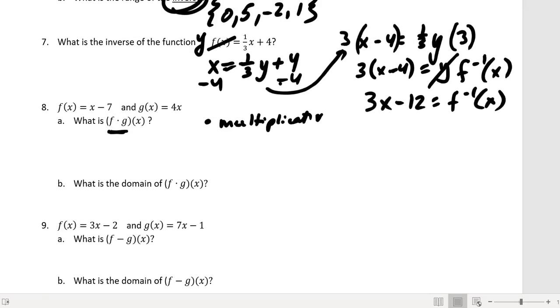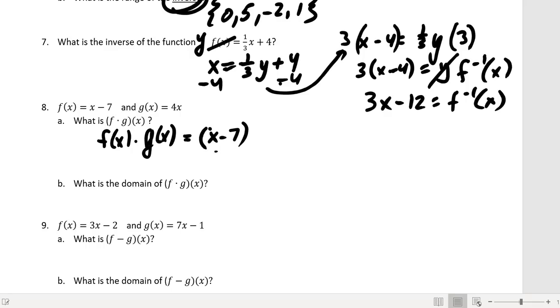So back to our problem. This is just simply a multiplication problem, not a composition problem. So we know that when I have f times g, that's the same thing as saying f of x times g of x. So I'm going to say x minus 7 times 4x, which we know is 4x squared minus 28x. Now, what is the domain of f times g of x?